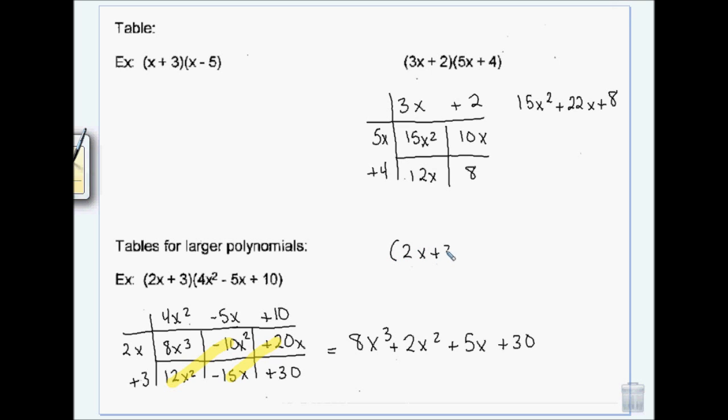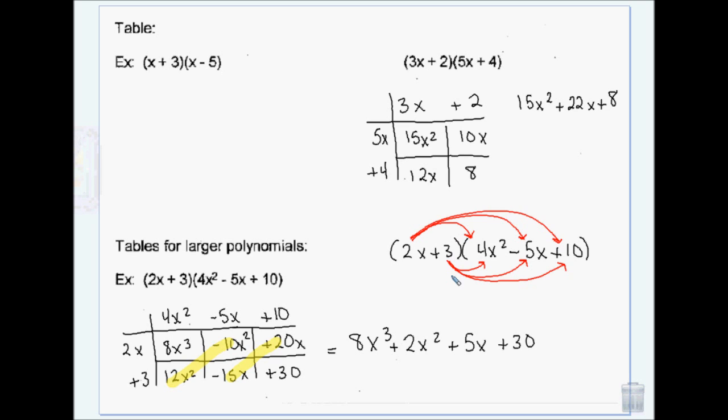If you don't like the table, that's perfectly fine. You use basically the same idea as FOIL. You multiply 2x times each element in the second one, and you multiply 3 times each. It would be the same thing if you had a 3 by 3. You'd multiply the first by all 3, the second by all 3, the third by all 3. So you have to keep adding more and more arrows.